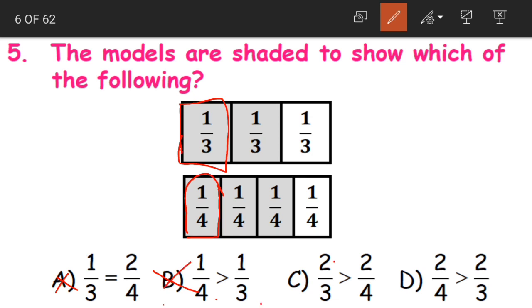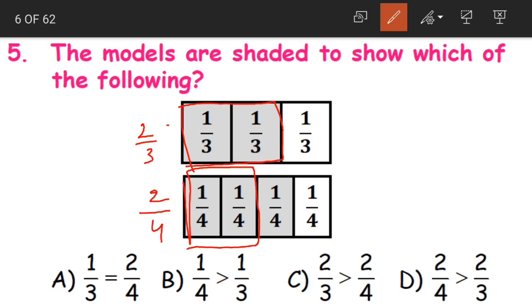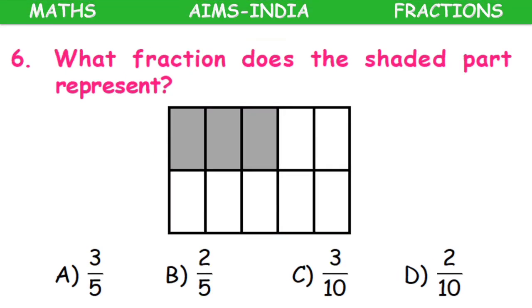Next, 2 by 3 is greater than 2 by 4. Now 2 by 3 means what? 1 by 3 plus 1 by 3. And what is 2 by 4? 1 by 4 plus 1 by 4. Now this is 2 by 3 and this is 2 by 4. Which is the greater one? 2 by 3 is the greater one. So option C, 2 by 3 is greater than 2 by 4, becomes our correct answer.